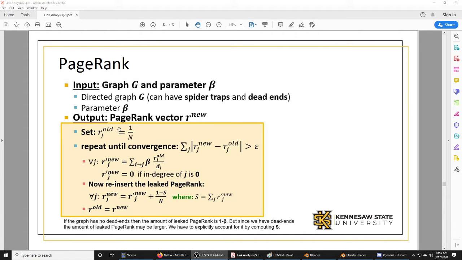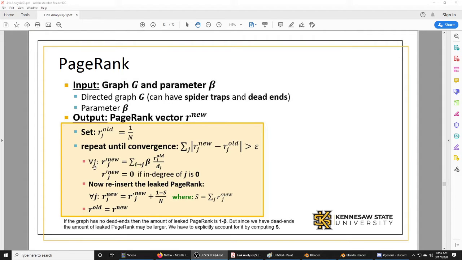So we're going to set R old equal to 1 over n. That's our initial vector. We're just going to take whatever the number of web pages is, that's going to be our n, and set it to 1 over n. And we're going to repeat until convergence, so the summation of R new minus R old is greater than epsilon, where epsilon is a really small value.